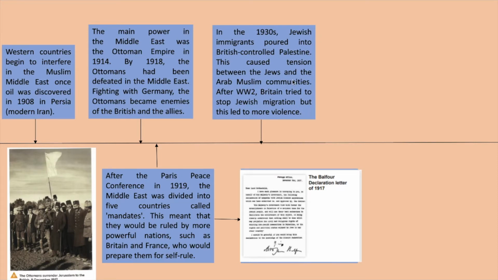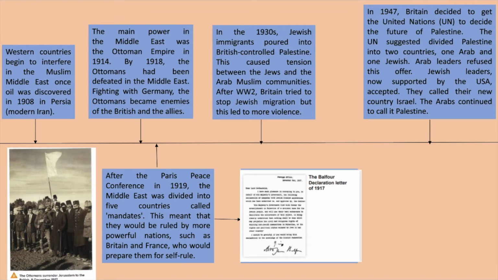Now, in the 1930s, Jewish migration continued and increased to British-controlled Palestine. This caused tension between the Jewish and Arab communities. The reason it increased during the 1930s and after World War II was because of the Holocaust and the persecution of the Jewish communities, which encouraged their movement to and their rush to Palestine. Britain tried to stop the migration, but this led to more violence.